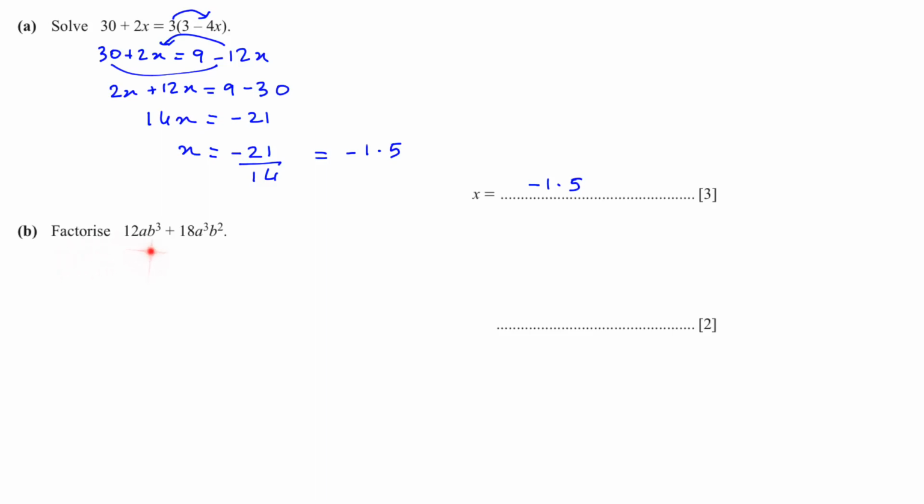Factorize 12ab cube plus 18a cube b square. 6 times 2 is 12 and 6 times 3 is 18. So the number 6 is common. We'll have a 2 here and a 3 here. Then look at a. We have 1a here and 3a is here. So 1a is common. We'll write the a out.